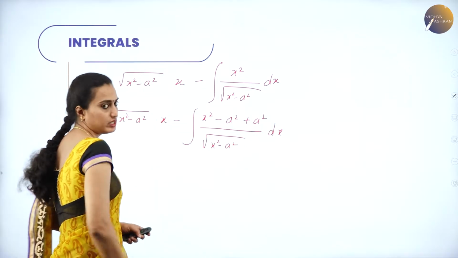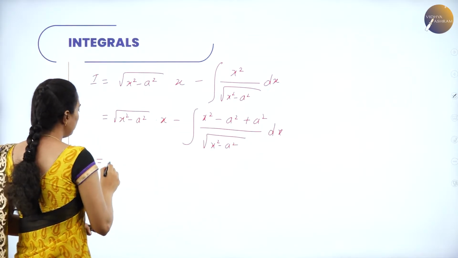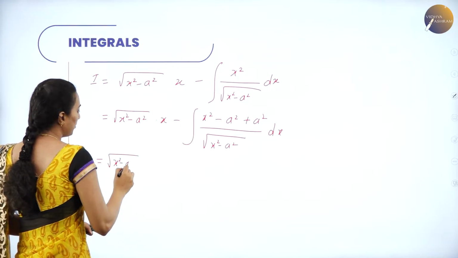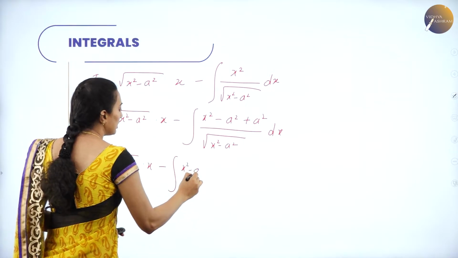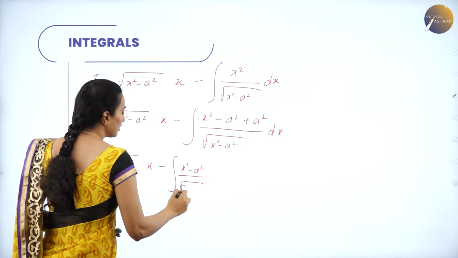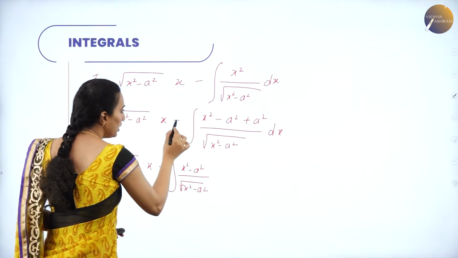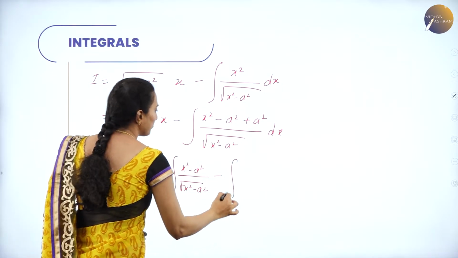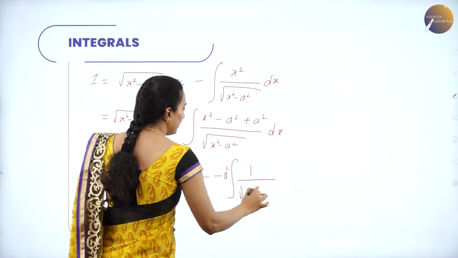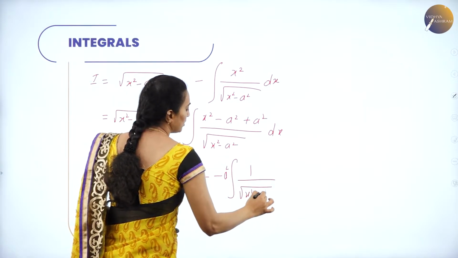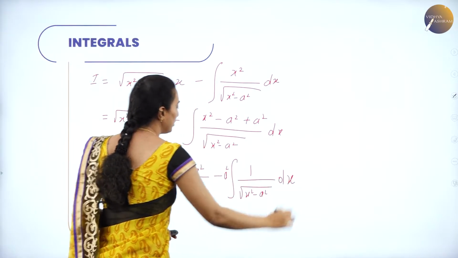From here, I am going to segregate. What is the segregation? Which implies root x square minus a squared into x, minus x square minus a square divided by root x square minus a squared. Here minus into plus is nothing but minus. A squared is a constant, I can bring outside, 1 divided by root x square minus a squared into dx. I hope you understood this one.